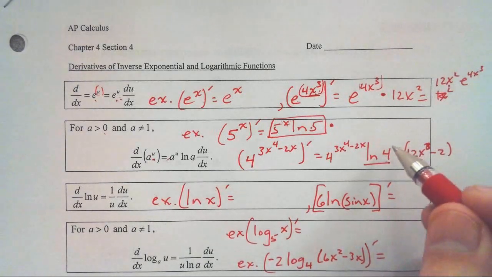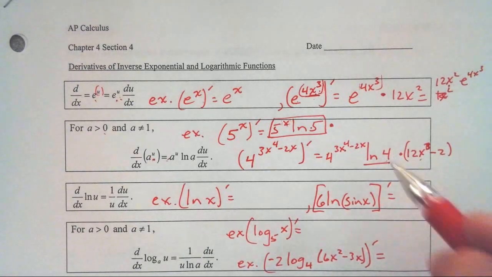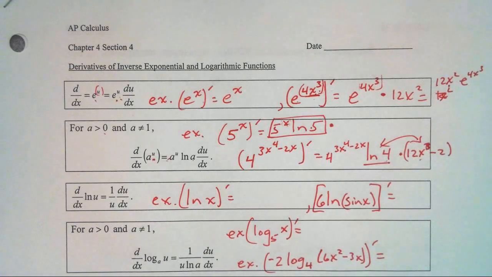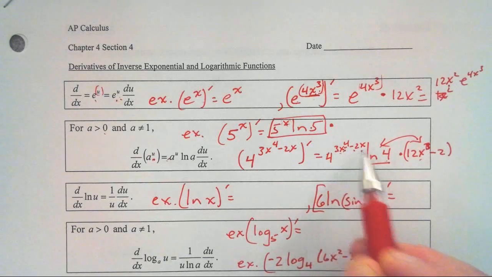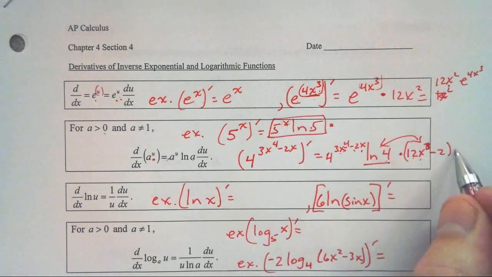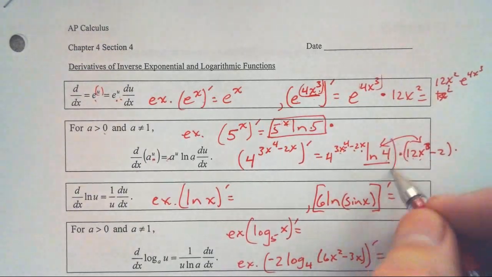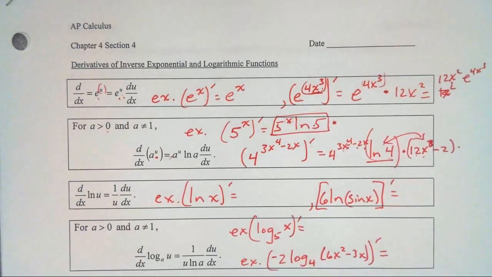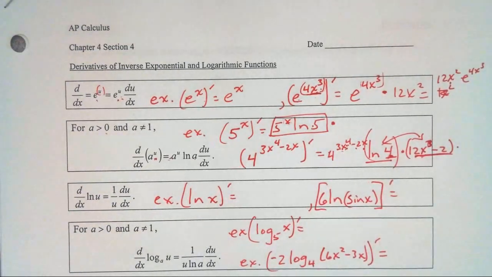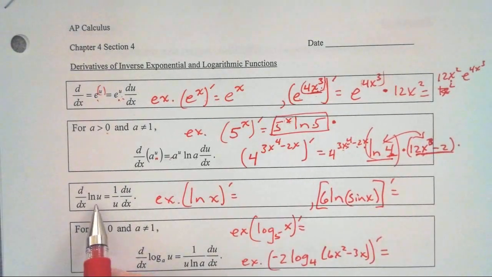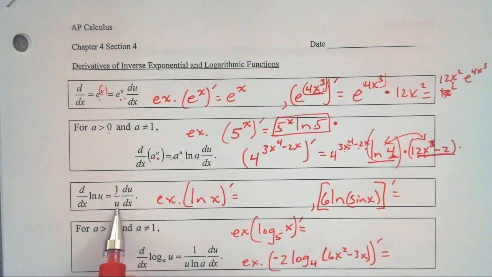So just to keep from having confusion there, you may switch these two factors. You may want to write that as 4 to the 3x to the 4th minus 2x times 12x cubed minus 2 times, put the ln 4 at the end, or if you want, wrap parentheses around that, just to make certain that we're not letting this invade the argument on ln. Okay, so a little bit going on there. You're going to have some things to memorize. The derivative of ln u is just 1 on u.